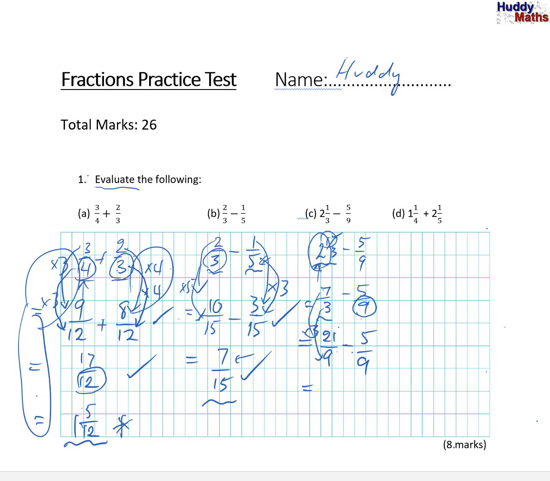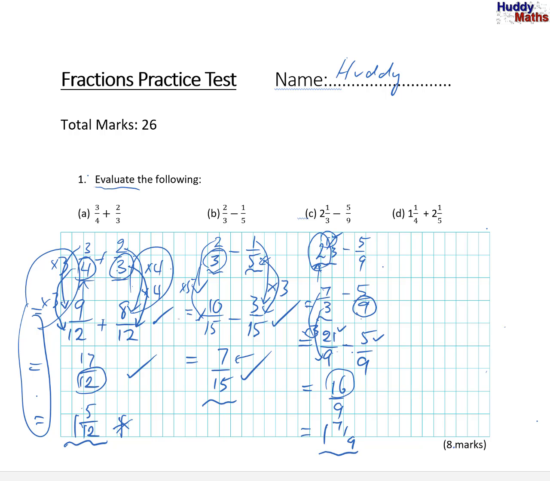So now we have 21/9 take 5/9. 21 take 5 is 16/9. And again, because the top is larger than the bottom, that means we've got 9/9, that's 1. And how many left over from 16? 16 take 9 is 7. So it's 1 7/9. So this one looks a bit different.